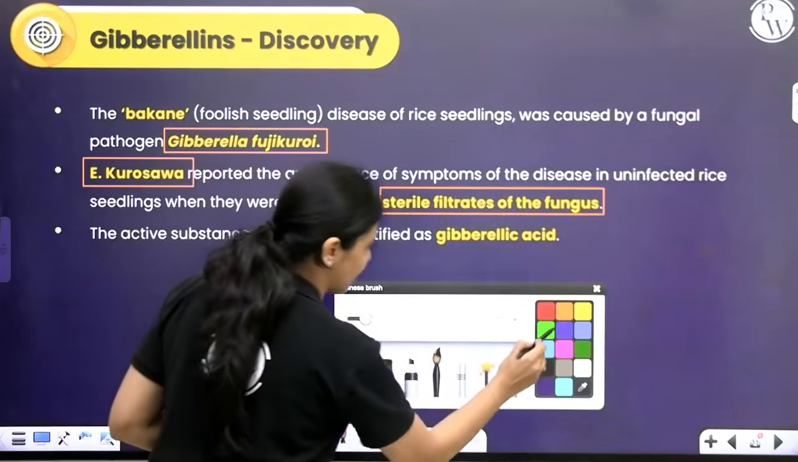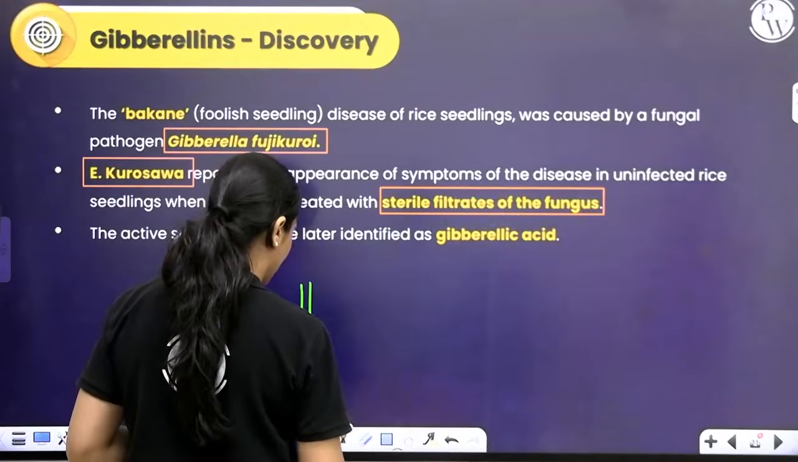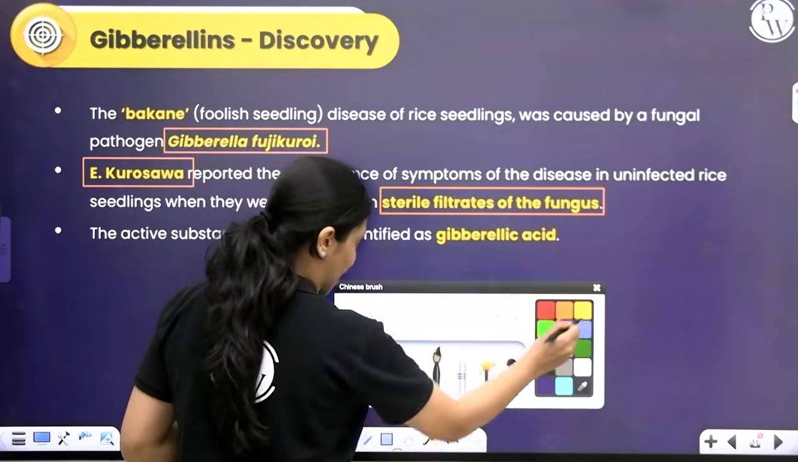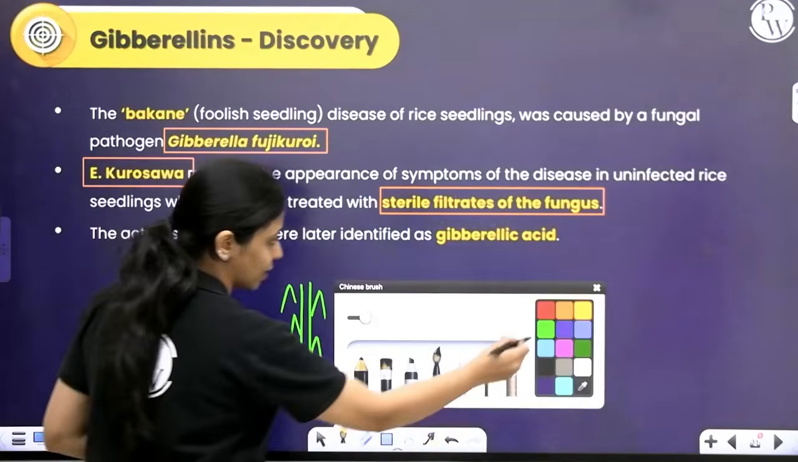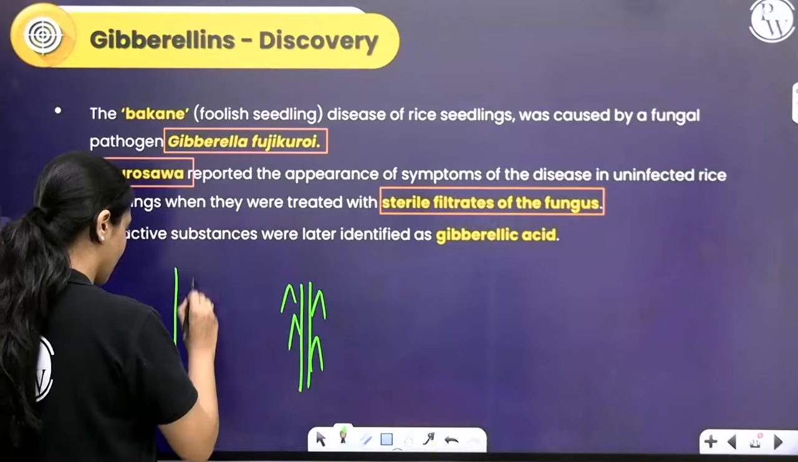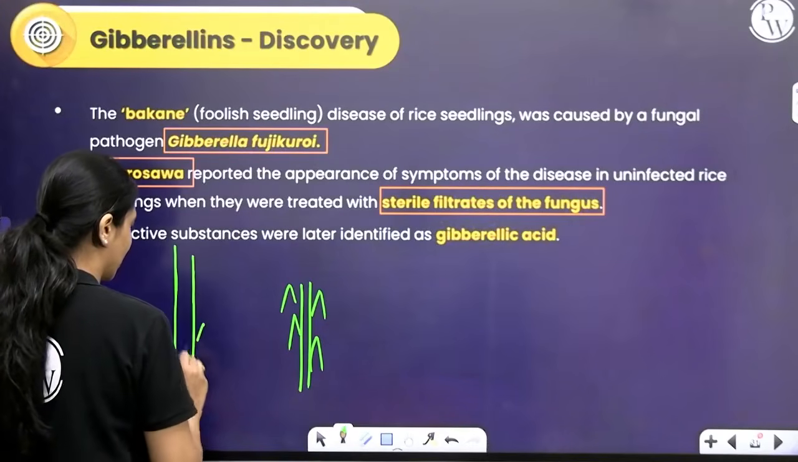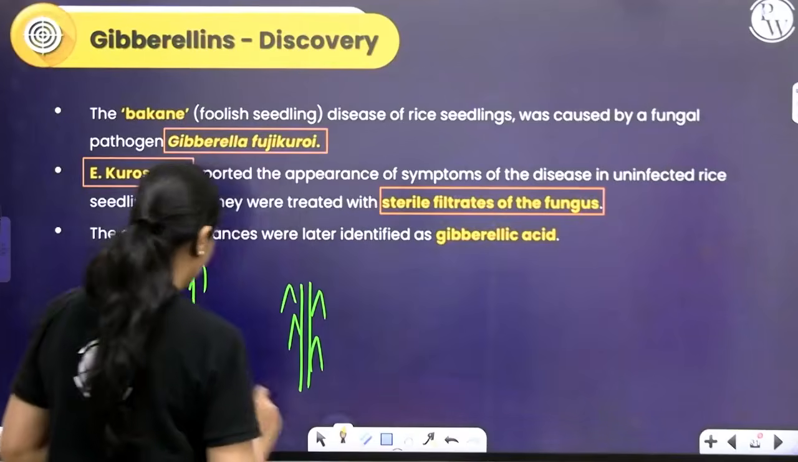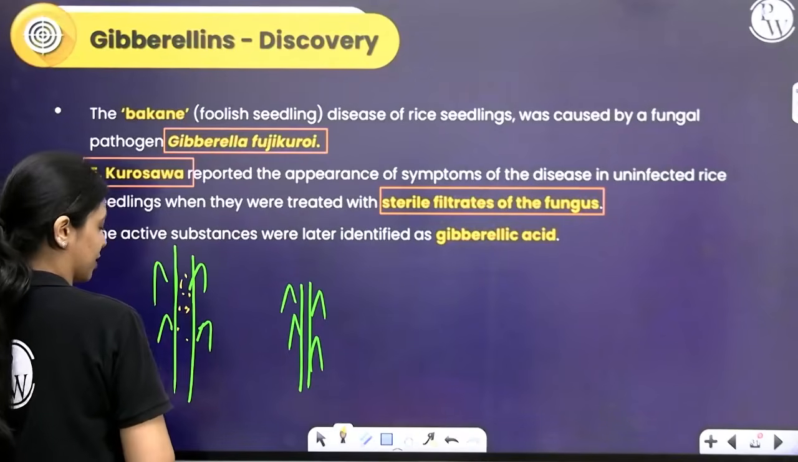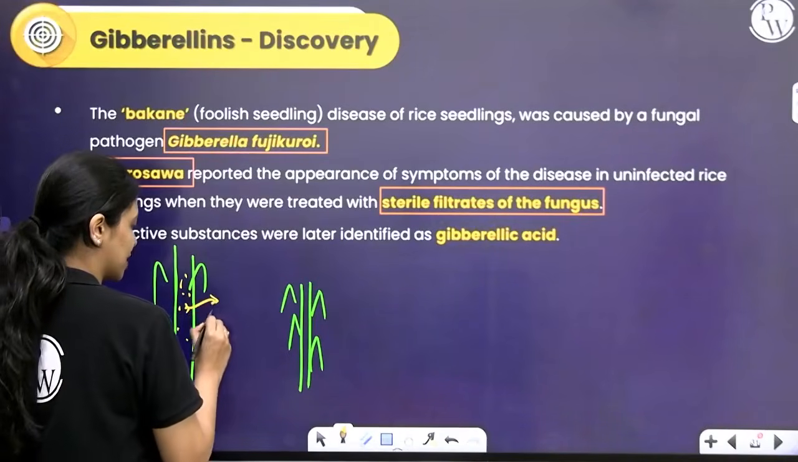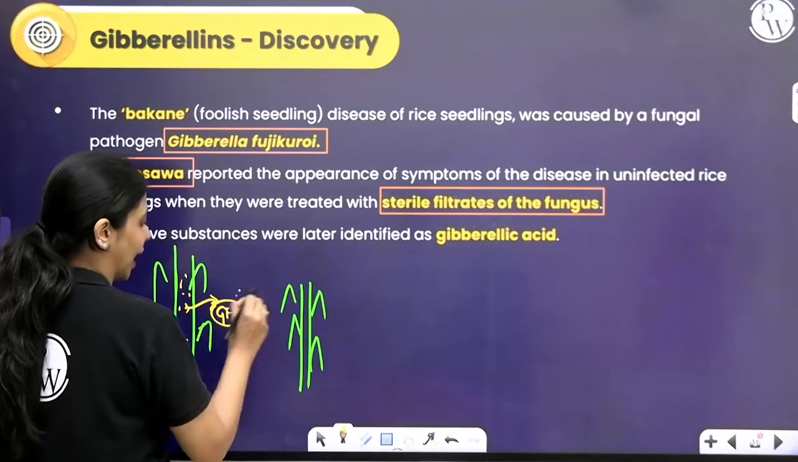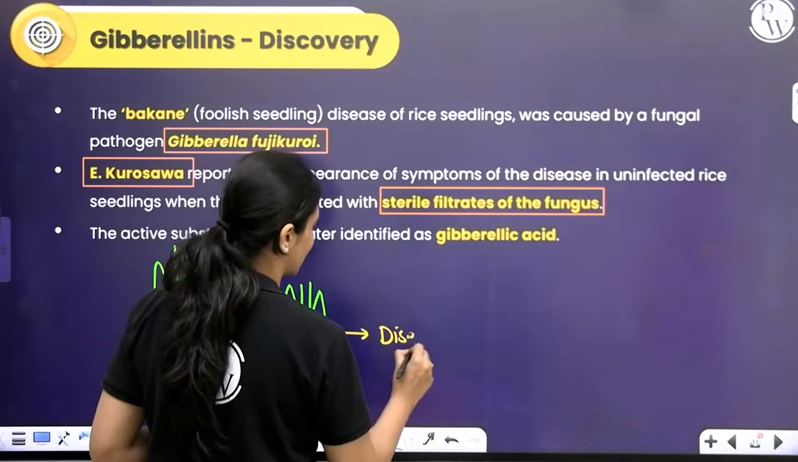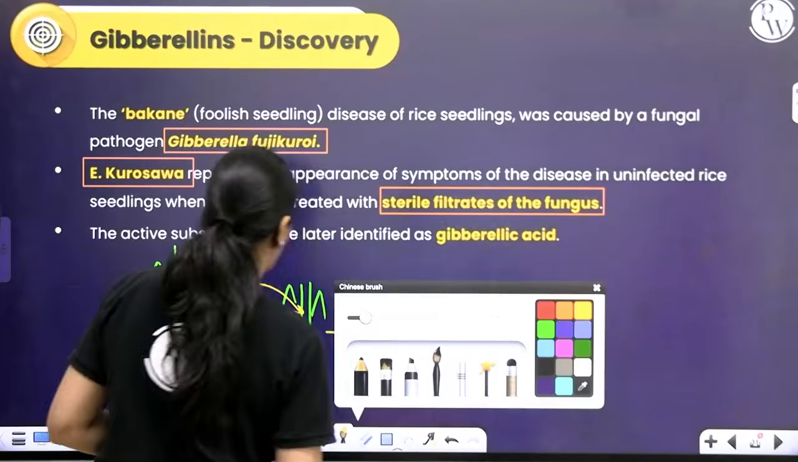let's say there is one rice plant that is healthy and there is this rice plant that is growing unusually tall. It's not producing proper kind of leaves. Inside this, you have Gibberella fujikuroi, which is causing the disease. If they removed this yellow color Gibberella fujikuroi and injected that to a healthy plant, this also would show the symptoms of disease eventually.